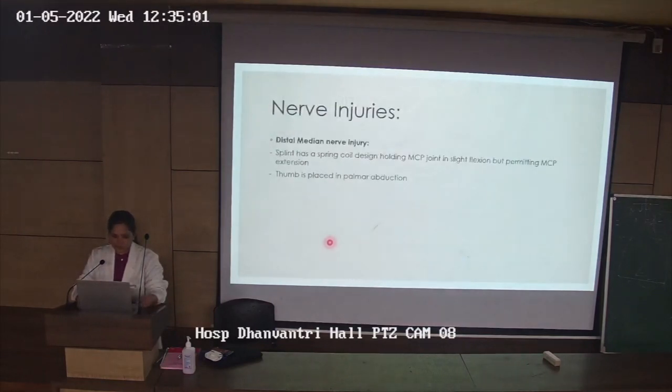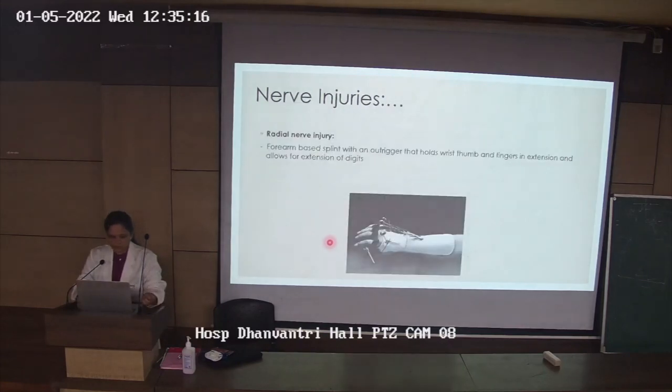In nerve injuries, for distal median nerve injury, the splint has a spring coil design holding the MCP joint in slight flexion while permitting MCP extension, and the thumb is placed in palmar abduction. This is the same, we have seen this earlier. Then in radial nerve injury, a forearm based splint with the outrigger. Outrigger is basically a mechanism that holds the wrist, thumb and finger in extension and allows for extension of the digits.